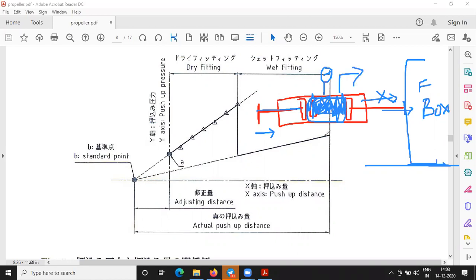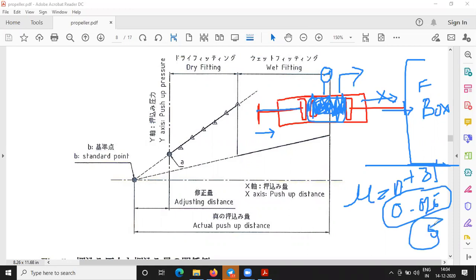Yes, sir. Similarly, it is happening there too, sir. As I apply the friction, as I reduce the friction from 0.131 to 0.025, which is almost 5 times lesser than this, or 6 times lesser than this. So what happens? This propeller boss will start moving forward and the pressure will start dropping. So it will be an equivalent pressure for the equivalent push-up distance.